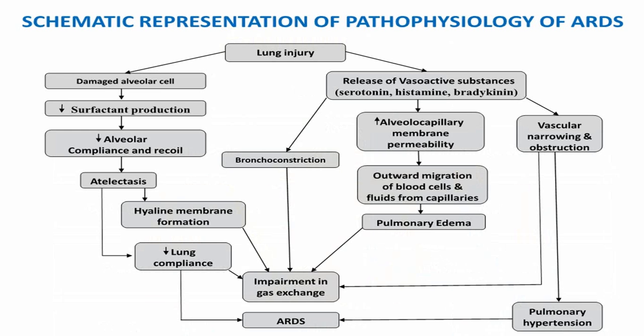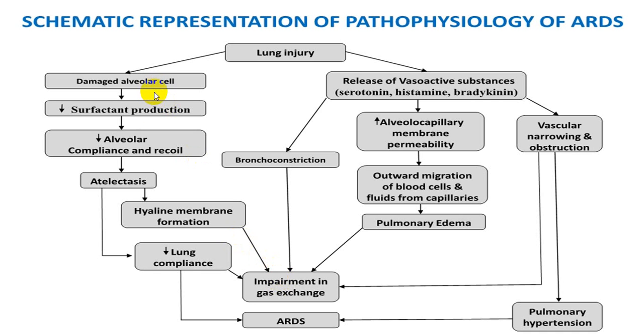This is again one variety of explanation of the pathophysiology of ARDS: because of lung injury there is vasoactive substance activation, that is serotonin, histamine, and bradykinin, which will give rise to increased alveolar capillary membrane permeability, bronchoconstriction, and vascular narrowing and obstruction, which will give rise to pulmonary hypertension, and that can also aggravate ARDS. Also it can aggravate impairment of gas exchange because of the vascular obstruction. Because of increased permeability, there is outward migration of different types of cells, mainly lymphocytes and also neutrophils. Fluid will come out from the capillary and it will end up with pulmonary edema. We call it protein-rich pulmonary edema, and that will result in decreased gas exchange. Even bronchoconstriction will also decrease gas exchange.